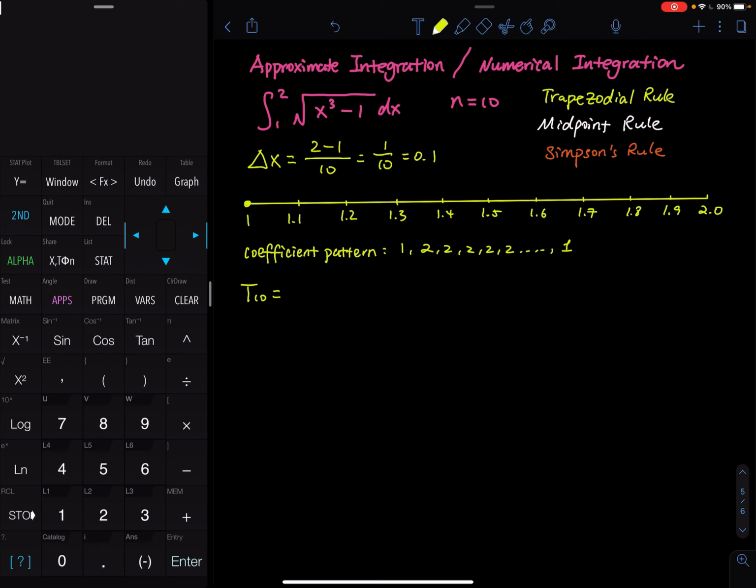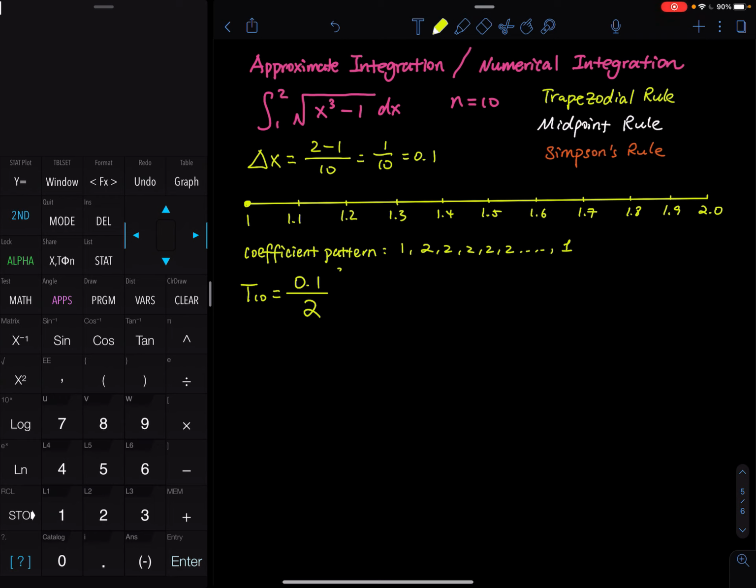For the trapezoidal rule, the coefficient pattern is: start with 1, end at 1, and in the middle, a bunch of 2s. Okay, so let's write the entire expression first. So we have T10. T10 means trapezoidal rule using 10 subintervals. And then the formula is you have to use delta x divided by 2. So 0.1 divided by 2. We divide by 2 because the trapezoidal rule is the average of the left sum and the right sum. When you take the left sum plus the right sum divided by 2, that's where the 2 in the denominator came from.